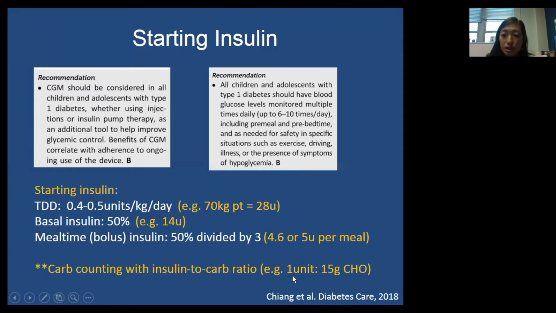So if they're going to exercise right after they eat, you might want to give them a little less insulin. So you might say, before exercise, just do 1 unit for every 30 grams of carbs instead of 15 grams to prevent hypoglycemia before exercise. So, having a patient that is able to carb count appropriately and reliably is, I think, a game changer for a lot of our patients.